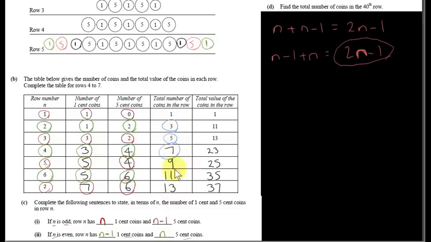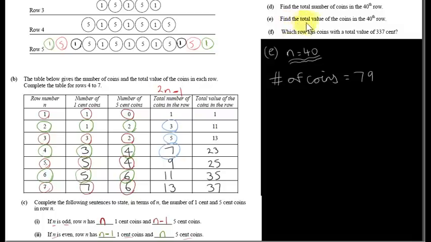So we're interested in the 40th row of this column here. So if n is equal to 40, well, we just plug 40 in for n. So we get 2 times 40 minus 1. That's 80 minus 1, which is 79. So there are 79 coins in the 40th row. If you could imagine writing out 40 rows in this table.